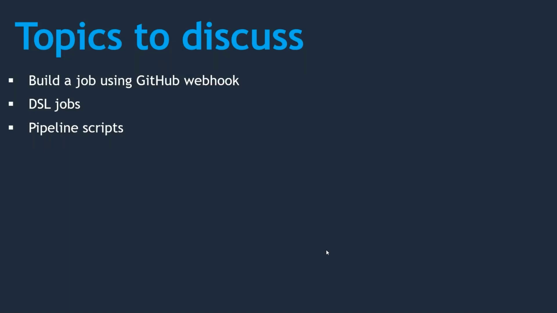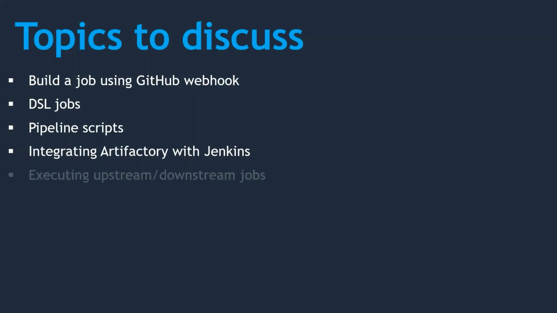In the previous lecture, we discussed pipeline scripts. In today's lecture, we are going to see integrating Artifactory with Jenkins. This topic we already discussed, but due to some technical issues, we could not continue further. So we are doing it today, and also executing upstream and downstream jobs. I thought to include this as well, but we are going to use these effectively in upcoming classes. First we'll see integrating Artifactory with Jenkins.